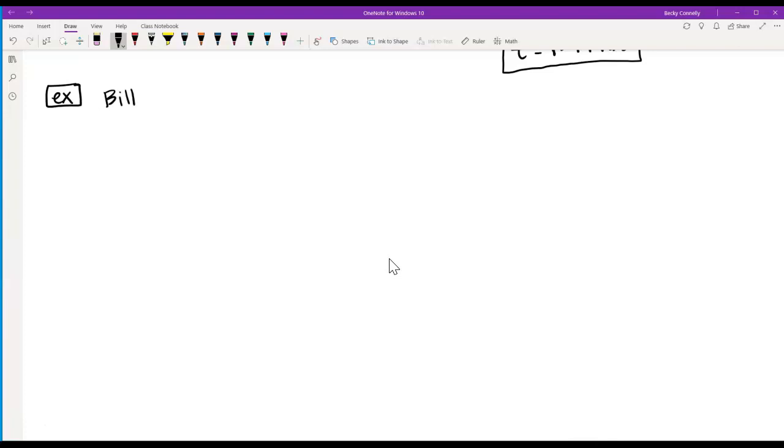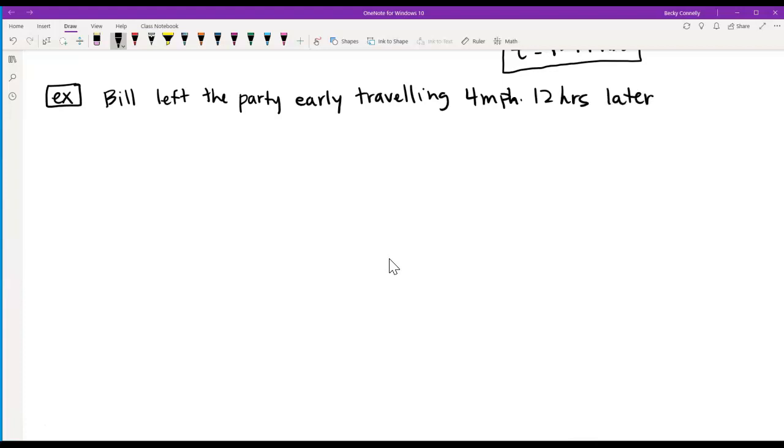Okay, but it says this. So Bill left the party early, traveling 4 miles per hour, 12 hours later. That's a long time, 12 hours to be leaving a party, but okay. Tiana decided to head out, to leave and catch up with him.